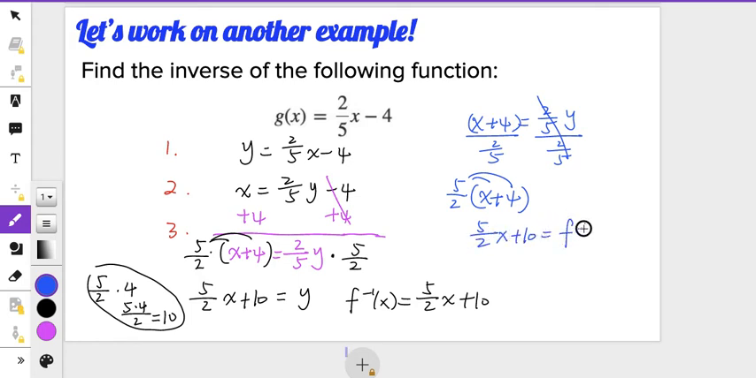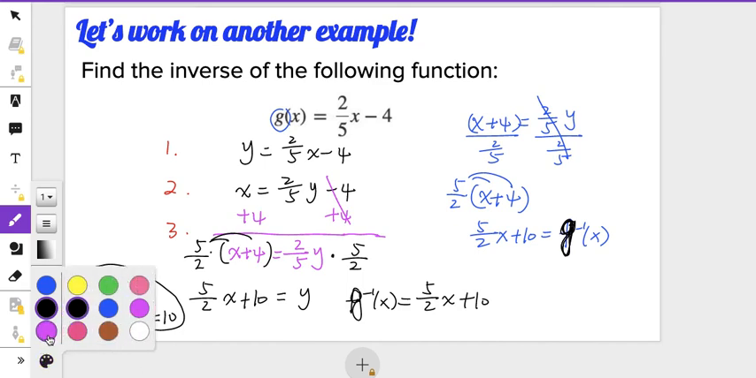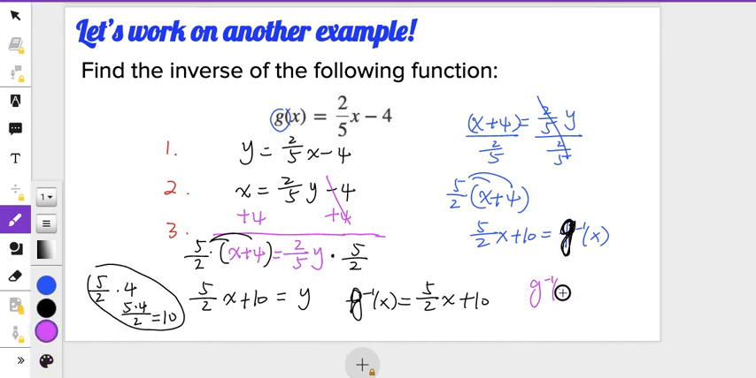Again, do not forget, the final answer is always, oh, actually I made a mistake. See, before it's g of x, right? So it should be g inverse. Sorry for that. Let me rewrite the answer. So it should be g inverse of x equals 5 over 2 x plus 10. That will be it. Whatever the name of the function, we just use it for the inverse function.